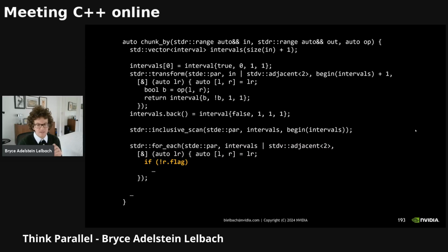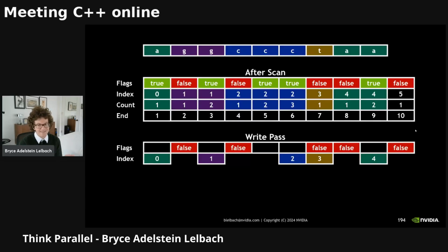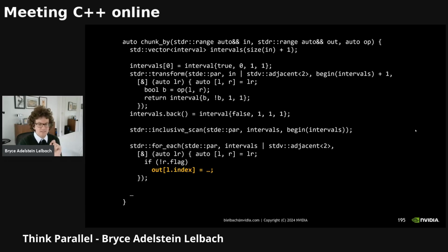If the flag of the right interval is false, then it represents the end of a chunk. The right interval represents 1 past the end of the chunk. The last element in the chunk is represented by the interval on the left, so that's what we would use for the write. We write to the index specified by the left interval. We write a subrange, constructing the indices of the beginning and ending using the interval's end and count members. Range indices are half closed in C++, so the ending should be the index 1 past the end of the last element.